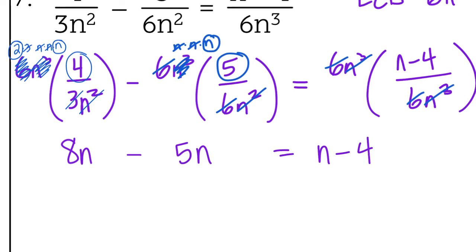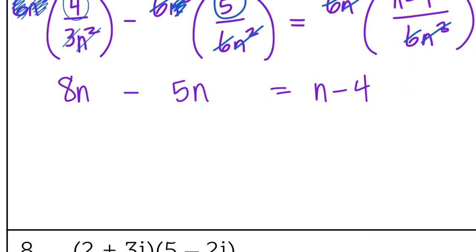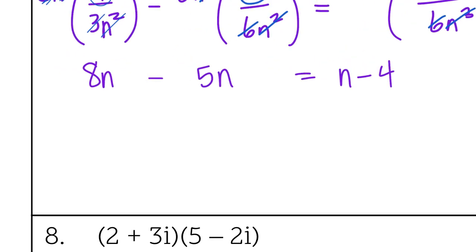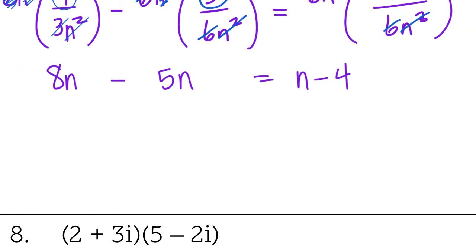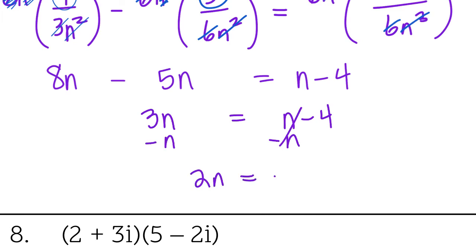So we're going to solve this resulting equation. 8n minus 5n gives me 3n equals n minus 4. I want my n's to be on one side, so I'm going to subtract it here. And I'm left with 2n equals negative 4. Divide by 2. So n equals negative 2.